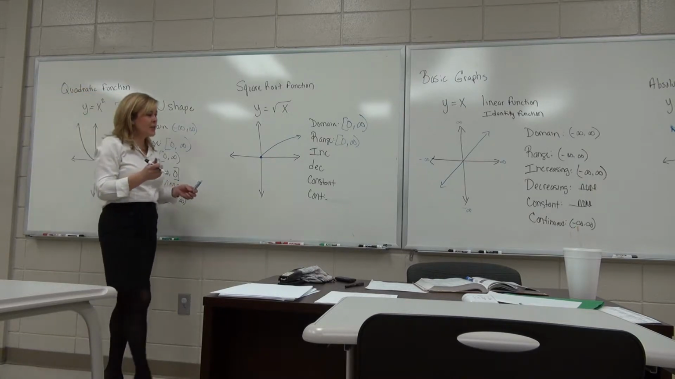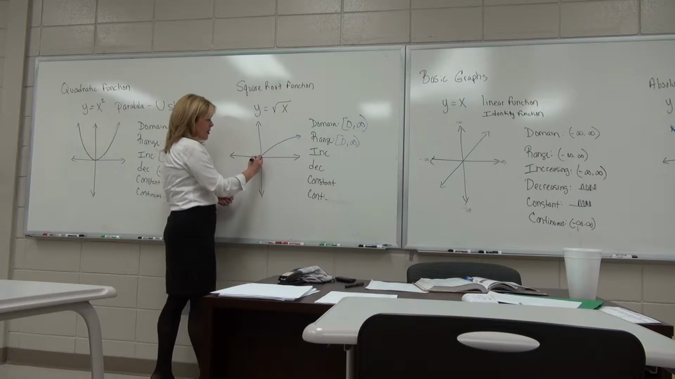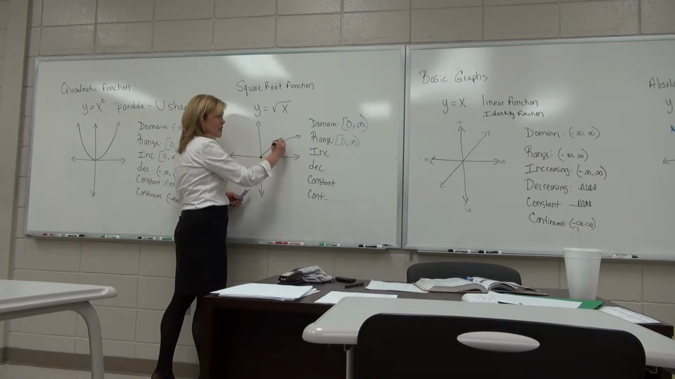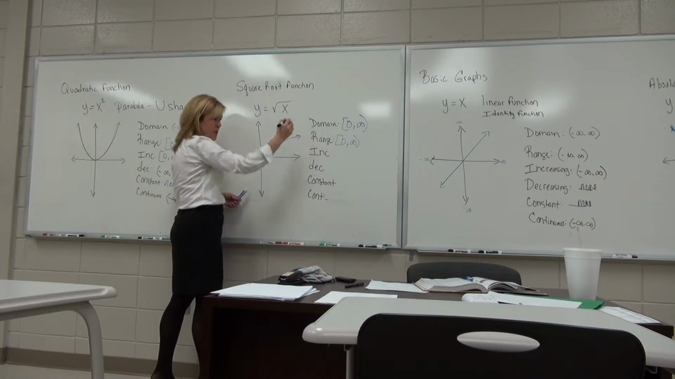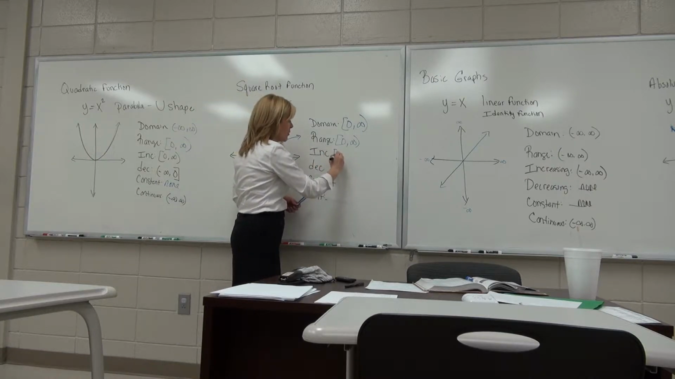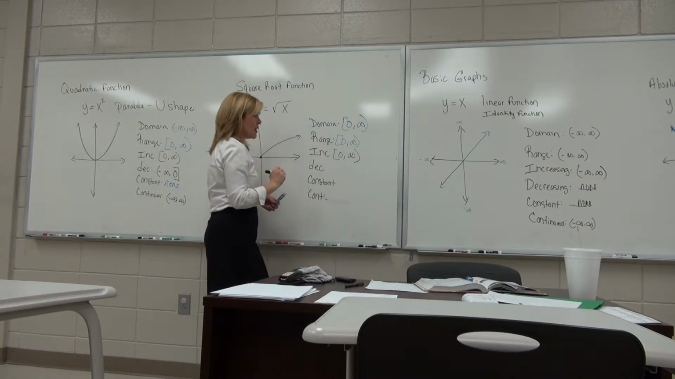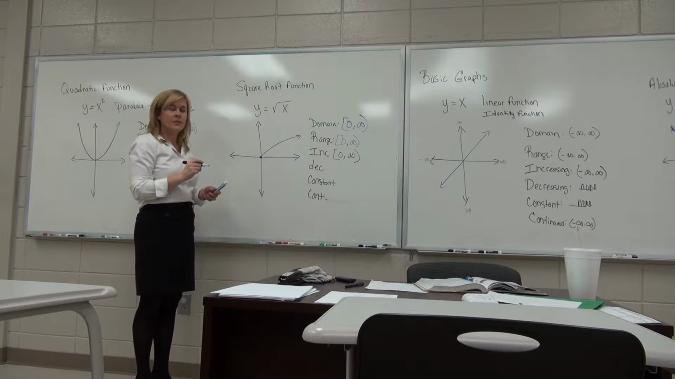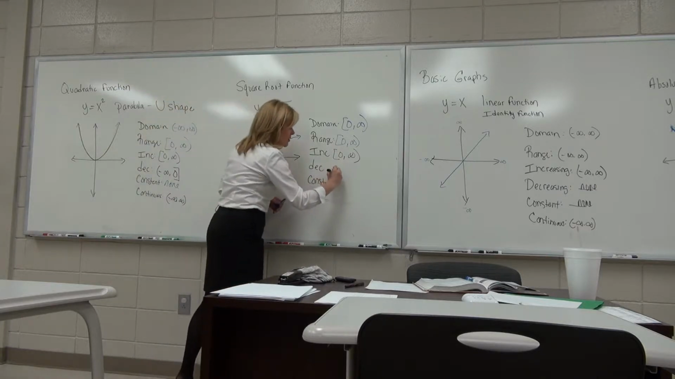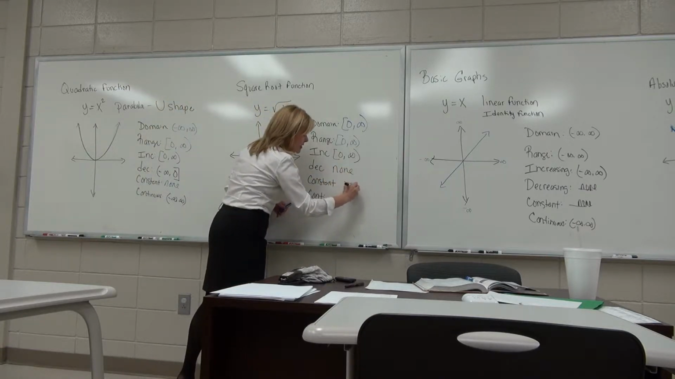Let's do increasing, decreasing, constant. If I put my pen on it and start tracing it, what am I doing? I'm going up. So that means it's increasing everywhere. So it's increasing from 0 to infinity. It never goes downhill, so decreasing is none, constant's none.